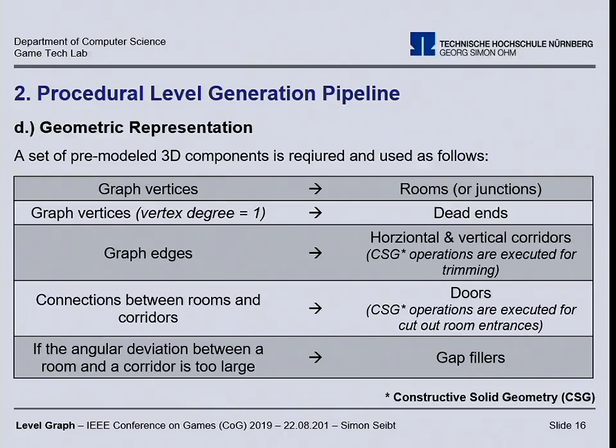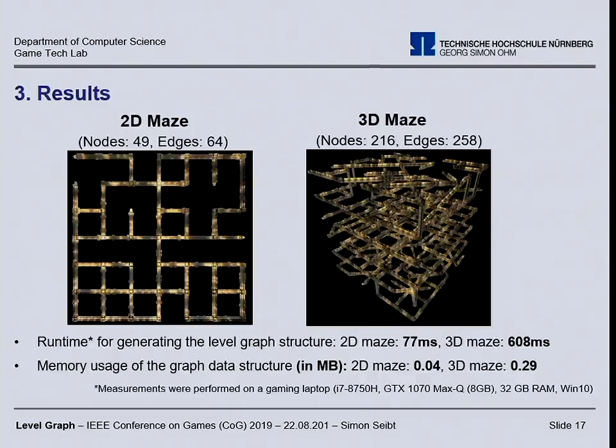Okay, so that was our high-level concept of our PCG pipeline. Finally, I would like to show some first results. Here we can see a 2D maze and a 3D maze. The 2D maze has about 50 nodes and about 60 edges, and the 3D maze corresponds to a 3D version of our 2D maze. So it has many more nodes and edges.